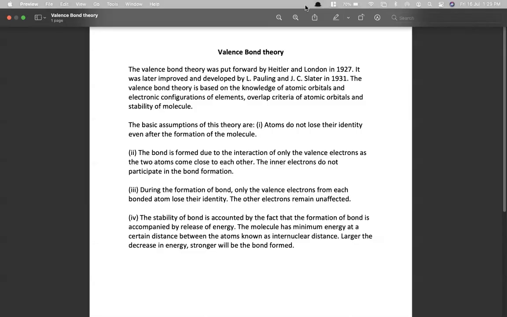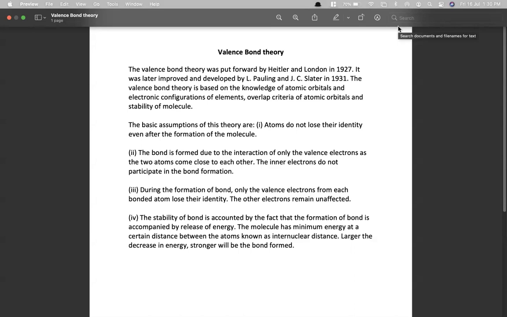Boys and girls, is the screen clear to you? Yes, ma'am. Okay, so the first assumption is that atoms do not lose their identity even after the formation of the molecule. When hydrogen atoms form a hydrogen molecule, it remains hydrogen only, it doesn't become carbon. So atoms do not lose their identity.